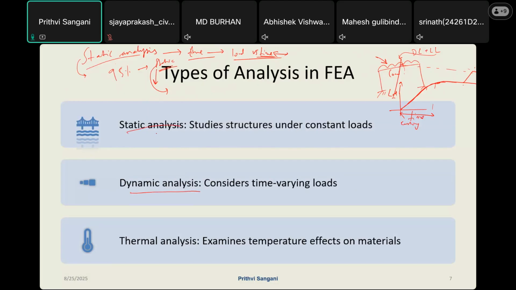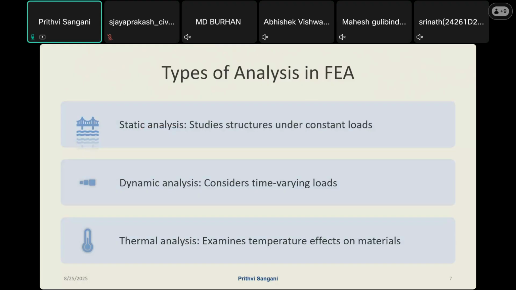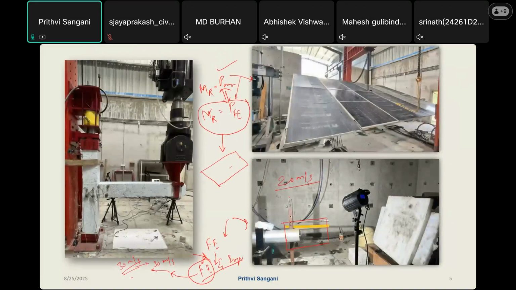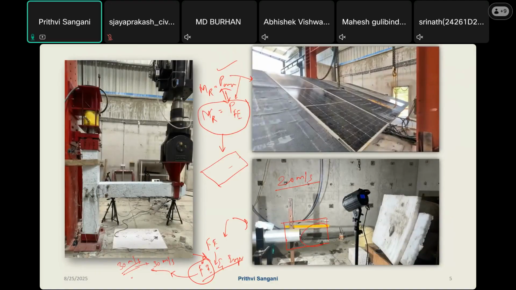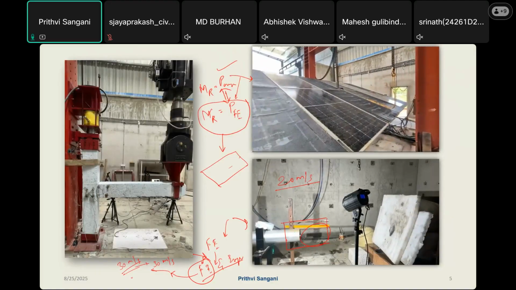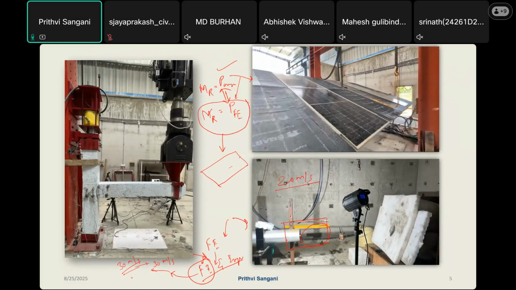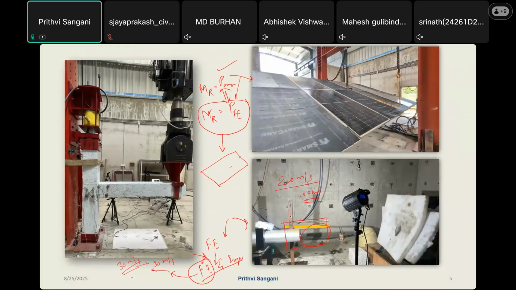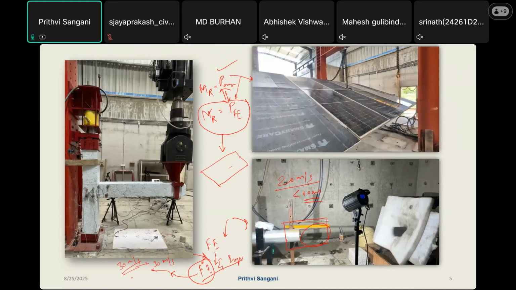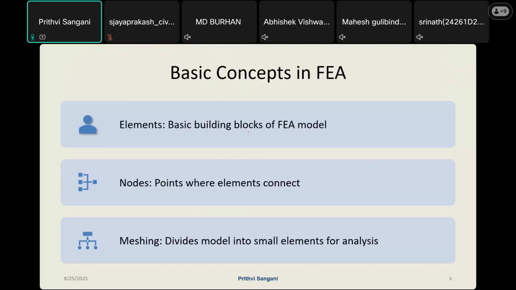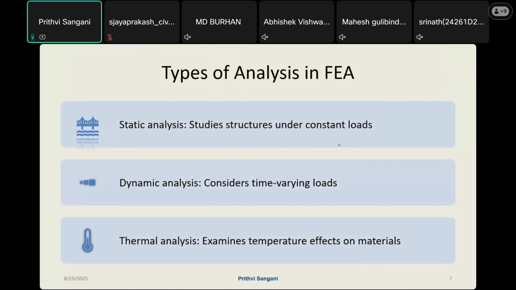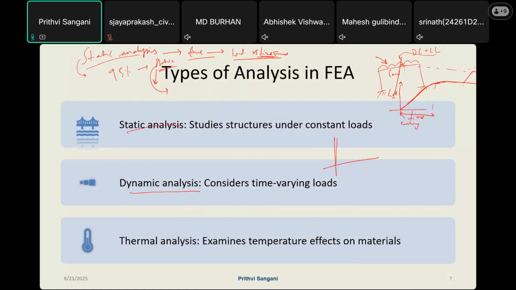In dynamic analysis, time comes into the picture. Like I mentioned in my previous slide, it's a dynamic phenomenon. The loading time is very short, about 10 milliseconds, actually less than 10 milliseconds. In less than 10 milliseconds, your load has to spike up, then come down, and then it remains constant, as in an impact.